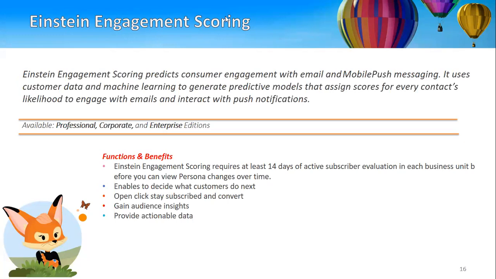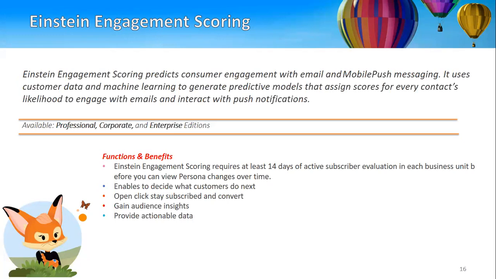So it will just give you a score, like whether that particular person will open an email or will not open an email, or whether he will stay subscribed for a very long time, or whether he will not stay subscribed for the next 7 days or next 14 days. That is what it is.